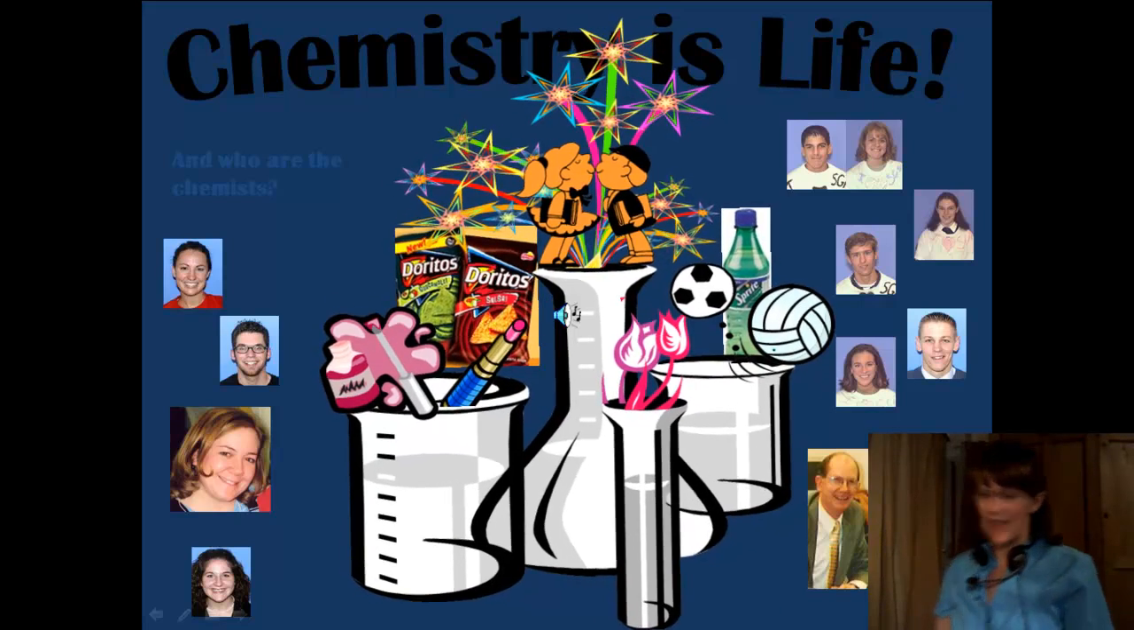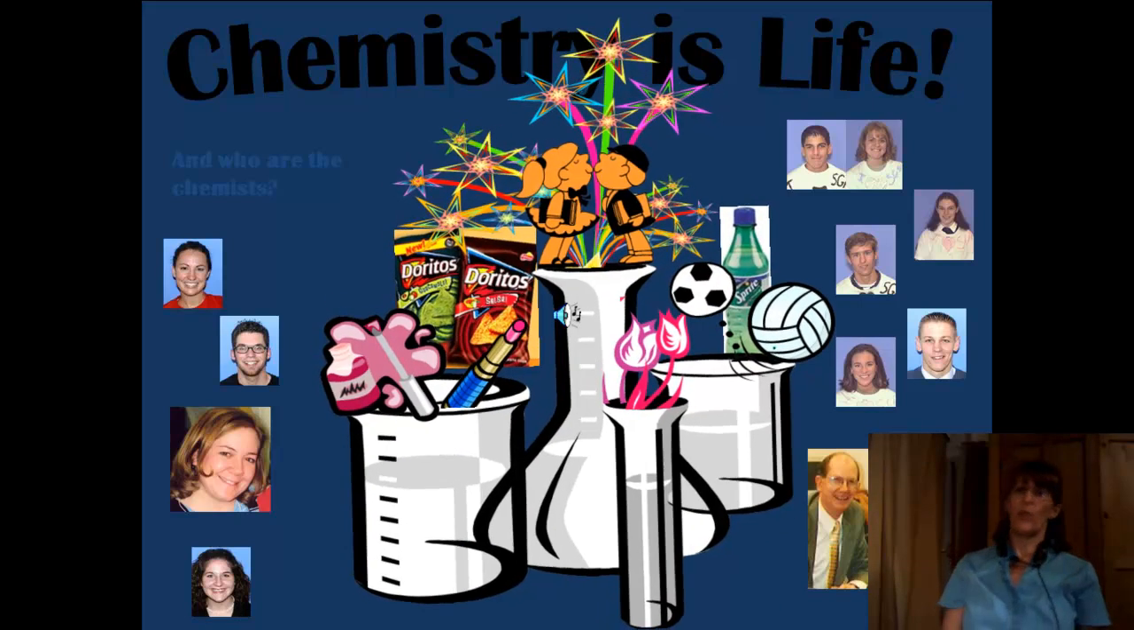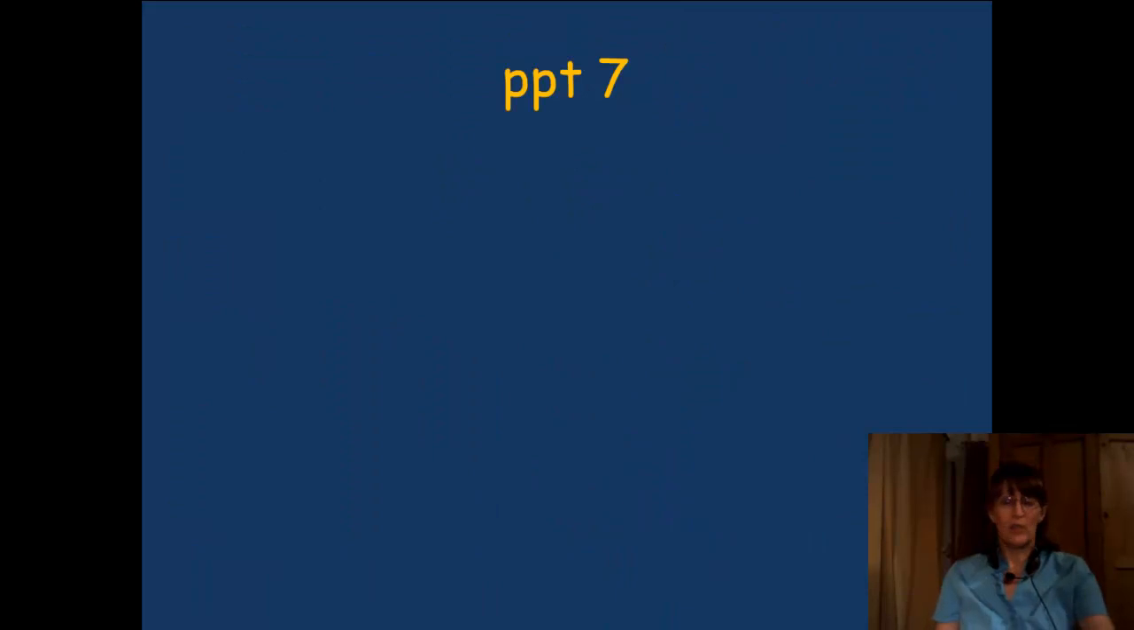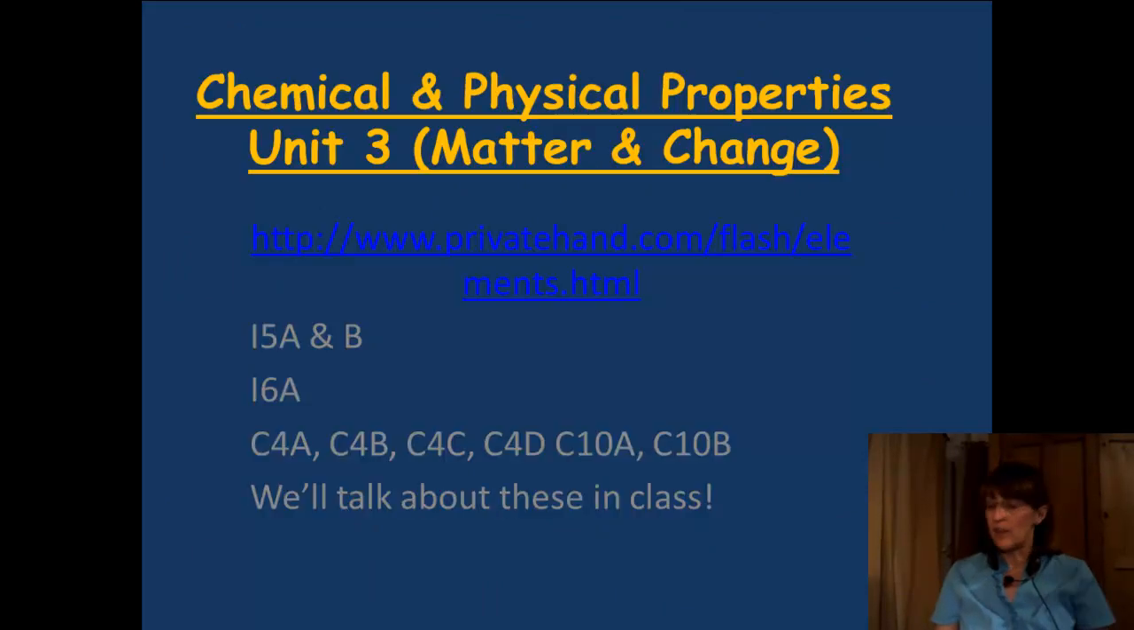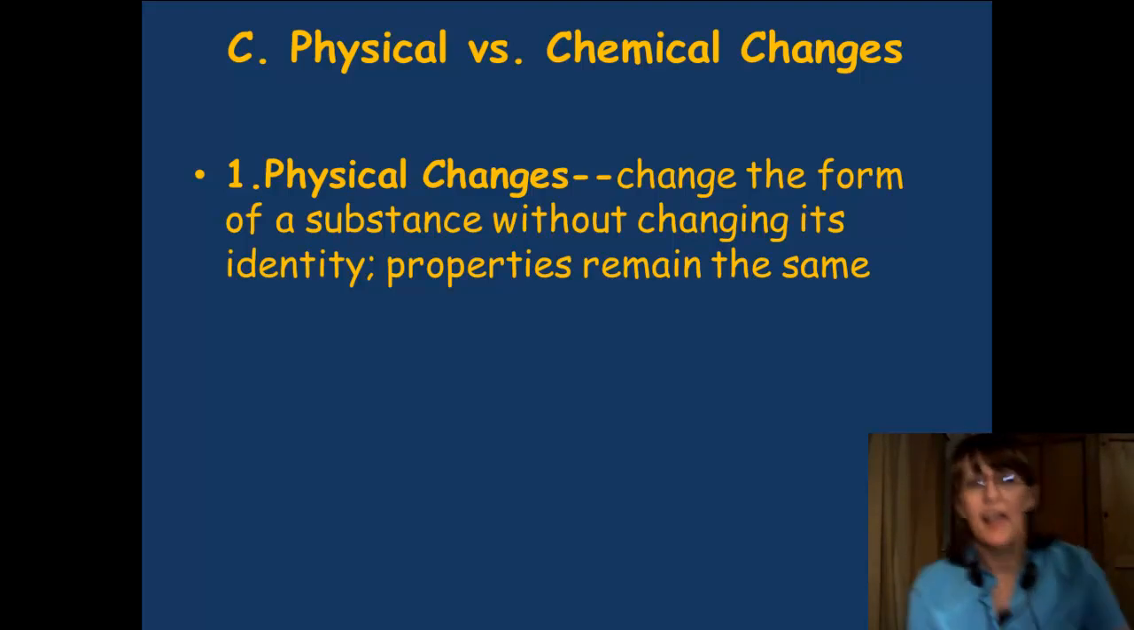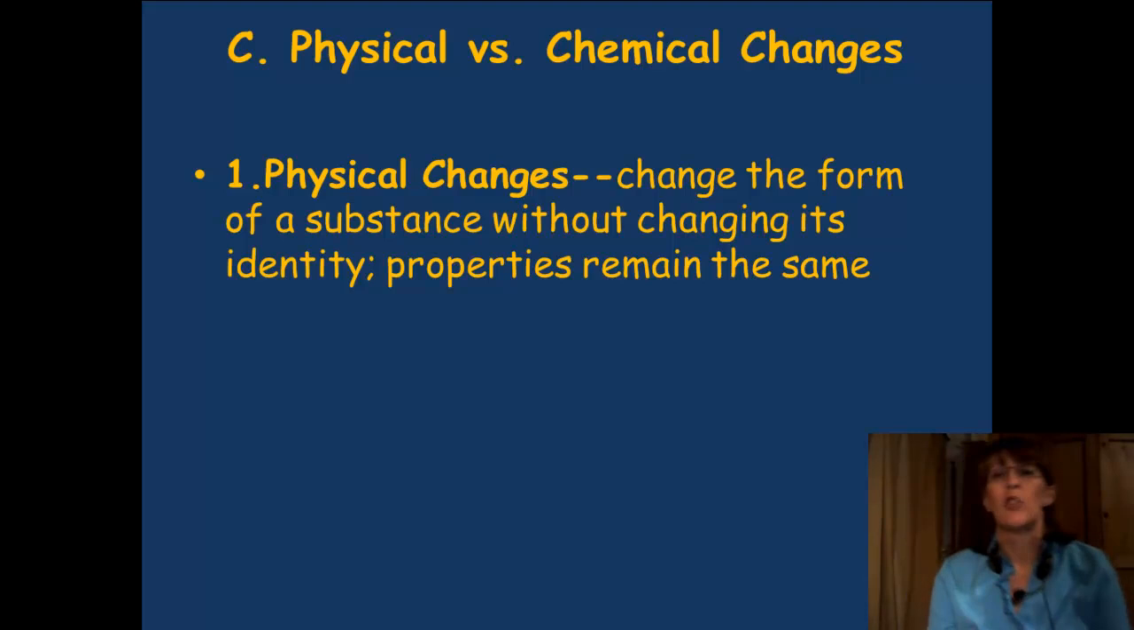Alright, this is the last set of PowerPoint notes for our Unit 3 notes on chemical and physical properties. So this is PowerPoint number 7. You need to find in your notes on page 7, capital letter C, I think is where we are, where it has physical versus chemical changes. So we talked about physical versus chemical properties. Now we have to talk about physical versus chemical changes.